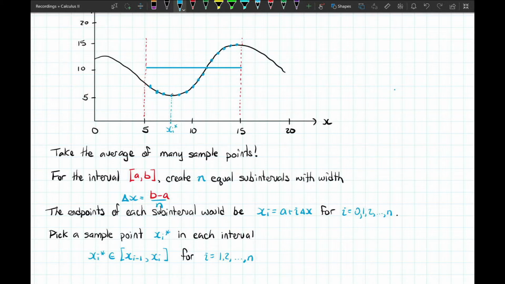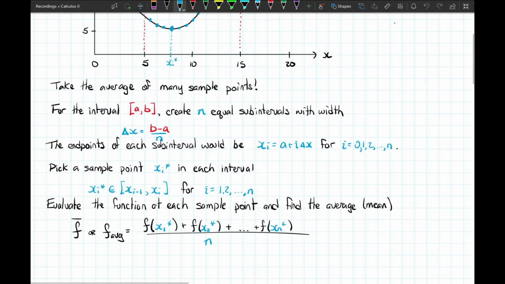We're going to plug that into our function and see what the y coordinate of that point is. And we're going to take the average of all of those y values. Now, we do this using our formula for the arithmetic mean. Plugging each of these xi stars into our function f, we're going to add all those values together. There's n of them, numbered from 1 to n, and we'll divide that by n.